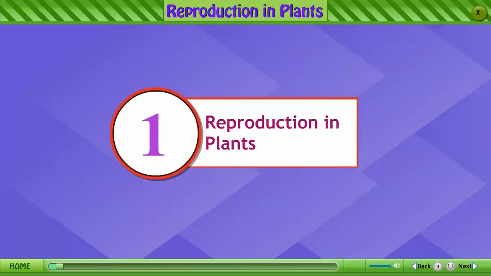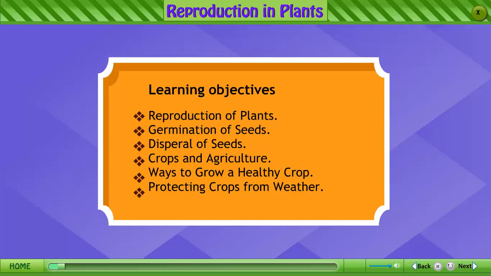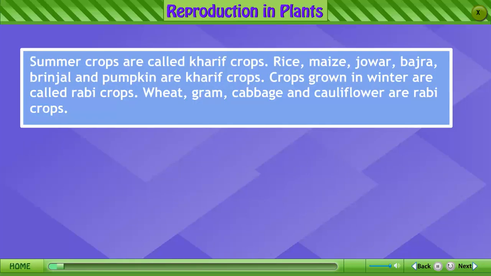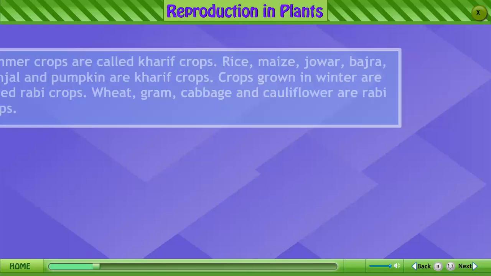and winter. Summer crops are called kharif crops. Rice, maize, jowar, bajra, brinjal and pumpkin are kharif crops. Crops grown in winter are called rabi crops. Wheat, gram, cabbage and cauliflower are rabi crops.